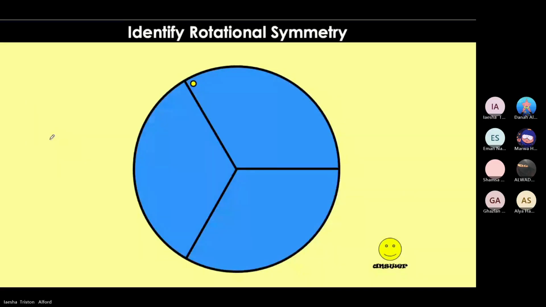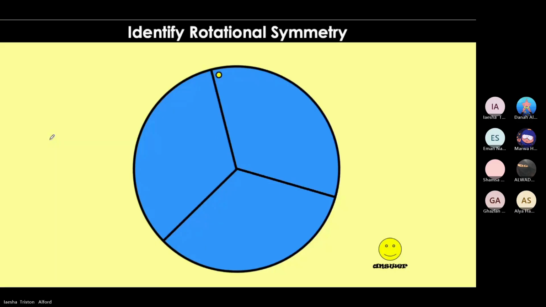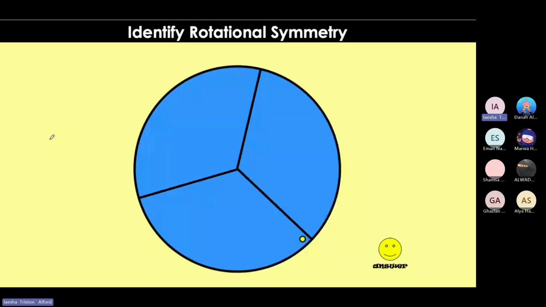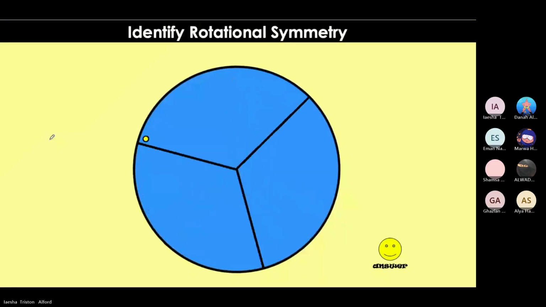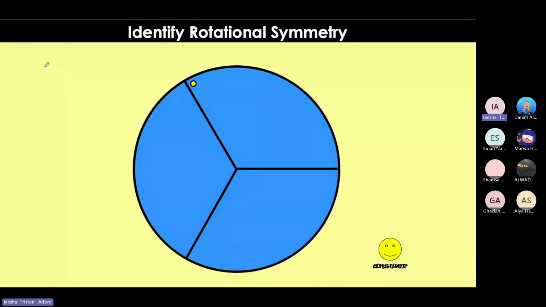This one. What's the order? 1, 2, 3. You made the exact same picture 3 times. How do you get to the magnitude? Divide 360 by 3, 120 degrees.